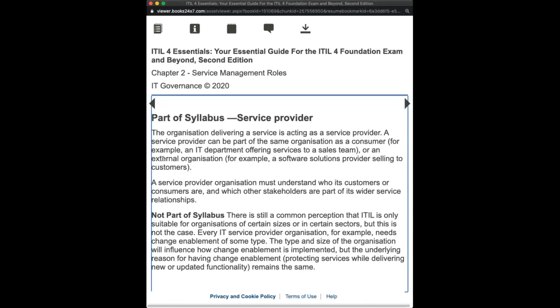Or it can be an external organization, let's say a software solutions provider selling to customers. An easy example is Microsoft selling products to customers. A service provider organization must understand who its customers or consumers are and which other stakeholders are part of its wider service relationships.